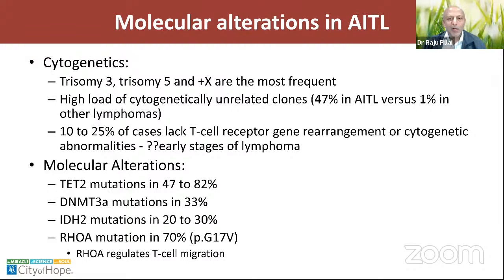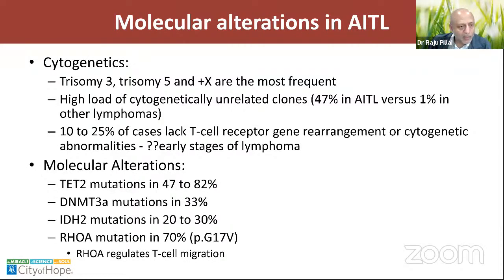So molecular alterations in AITL, as we discussed before, now we have to look at cytogenetics, molecular, and gene expression, the three different aspects of molecular. So cytogenetics: trisomy 3, trisomy 5, and addition of X are most frequent. AITL is an unusual disease in that there is a lot of unrelated clones.